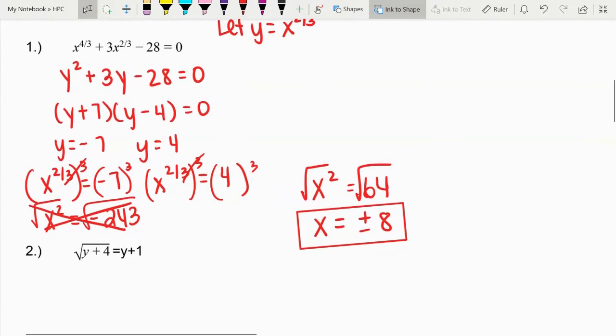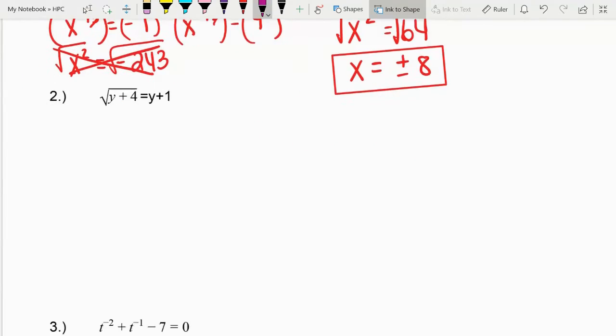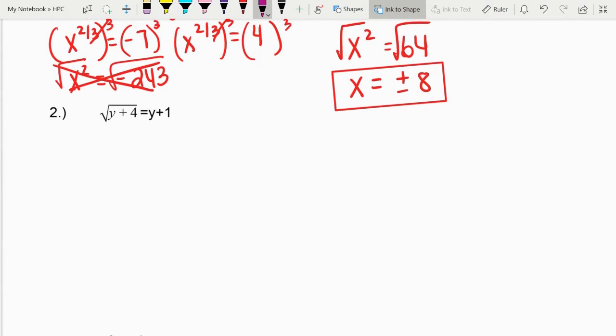All right, moving to number 2. Feel free, if you are comfortable with these problems, to go ahead and pause the video. You can complete them on your own and then just come back to check your answers. For number 2, let's go ahead and square both sides of the equation. Since I'm squaring both sides, we do need to remember to check for extraneous solutions.